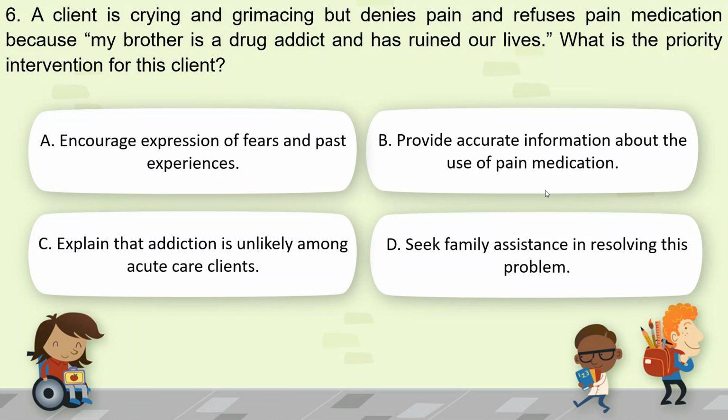Of course, that is psychological in nature. Therefore, we need to answer it psychologically. So the best answer for number six is letter A, because this client has a strong belief and emotions related to the issue of the brother's addiction. So that is our priority.